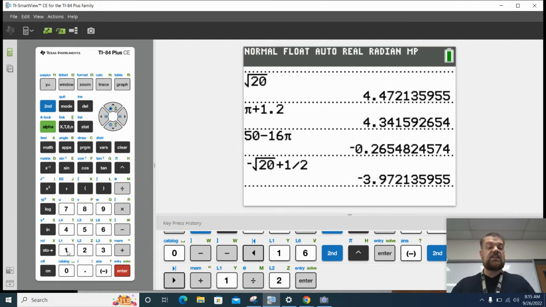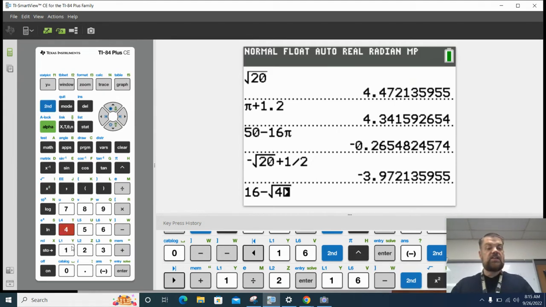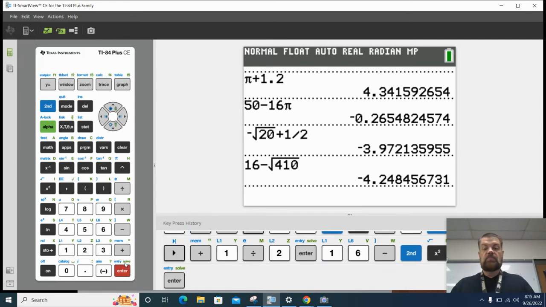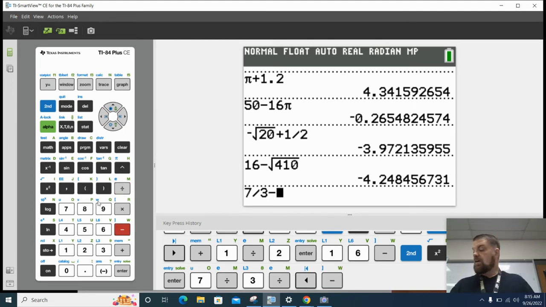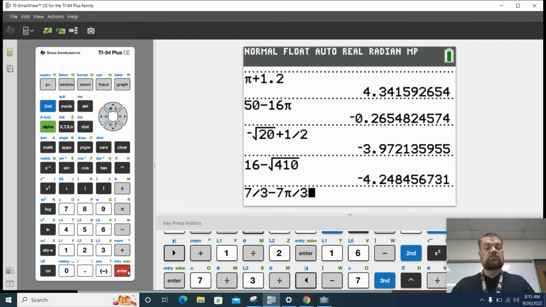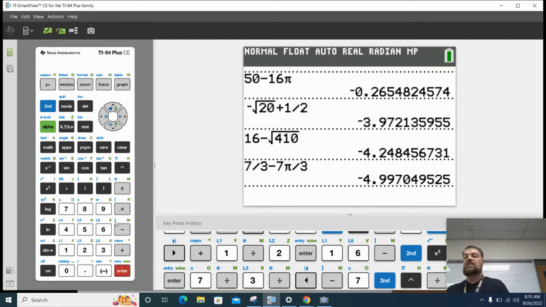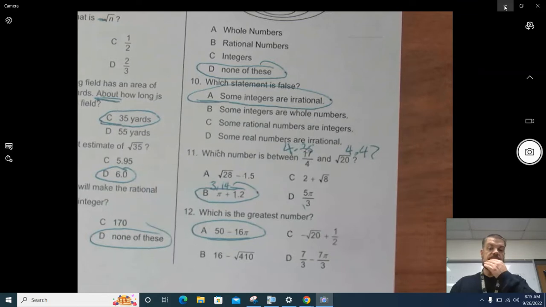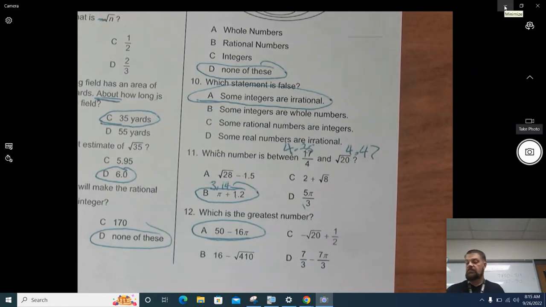Then the next one is 16 minus the square root of 410. That's going to be about 20 something. That's even more negative. And then lastly, we have 7 minus 7 pi divided by 3. Yeah, so you guessed it. The less negative number is the greatest. So it's going to be A. Very good. Yep, A was the least negative. That means it's the greatest.